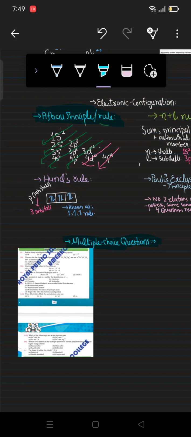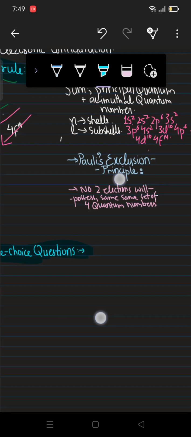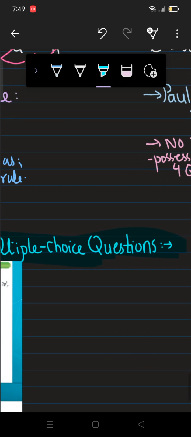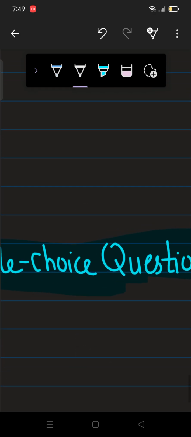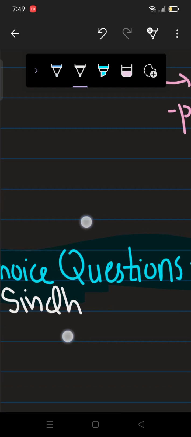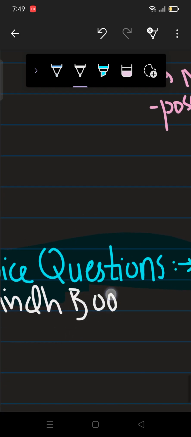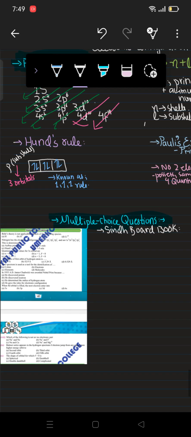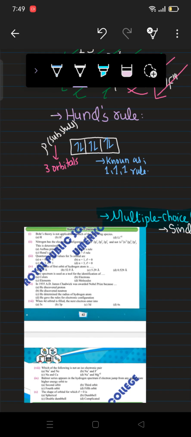Today we are going to solve the MCQs from the Sindh board book first. Then we will solve from the NUST past papers guidebook, then from the Federal book as well, and we'll try to solve from the Punjab book too. All right, so now let's see what the first MCQ asks us.